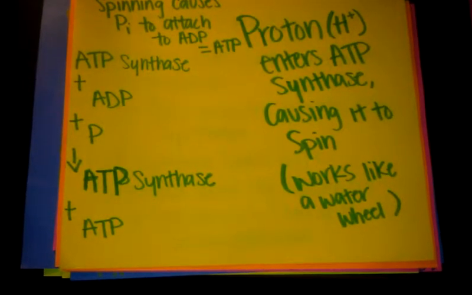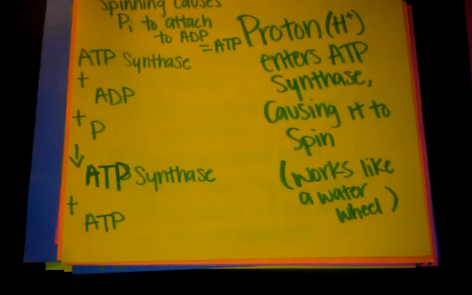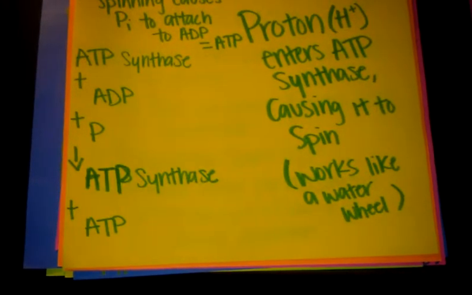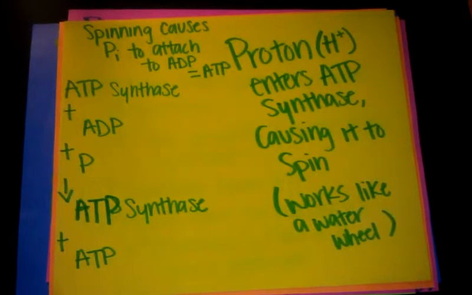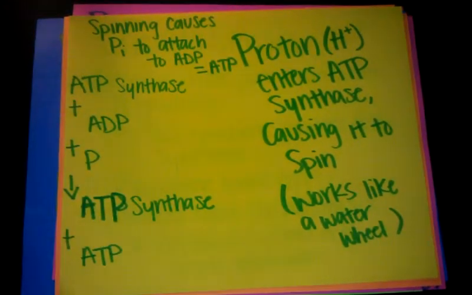A proton enters ATP synthase, causing it to spin. It works like a water wheel. Spinning causes Pi to attach to ADP, equaling ATP.